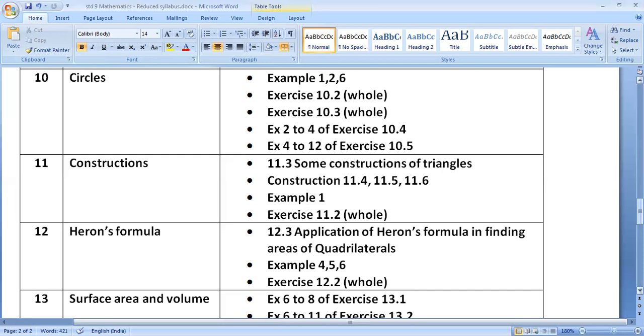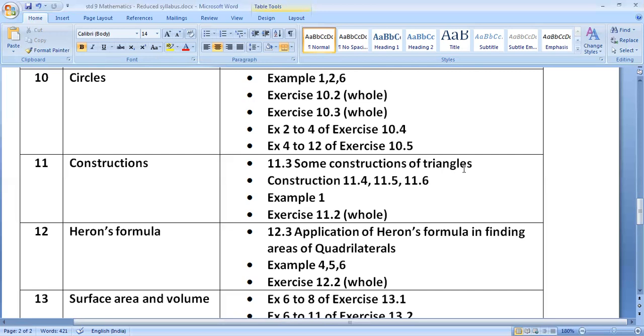On the same page number 191, 11.3, Some Constructions of Triangles, this entire topic is excluded, as I have mentioned here also. Page number 192, construction 11.4, to construct a triangle, is excluded. Page 193, construction 11.5, construct a triangle with a given measure, is excluded. Page number 194, construction 11.6 is excluded.